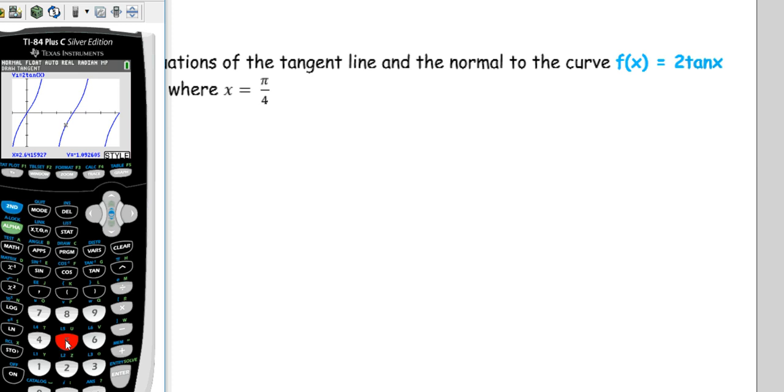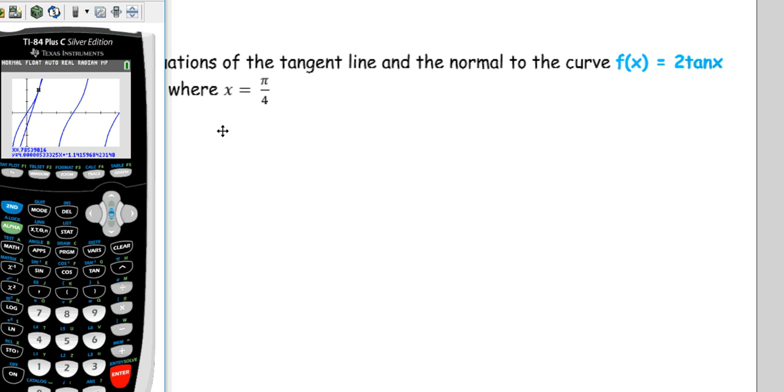We need to find the tangent at x equals pi over 4, so we've got to tell it to find it at pi over 4. I would just type in pi over 4. Yeah, and what happens when you do that? It goes to x equals pi over 4. Good. It doesn't prompt you, so you've got to realize you have to type in the x coordinate.